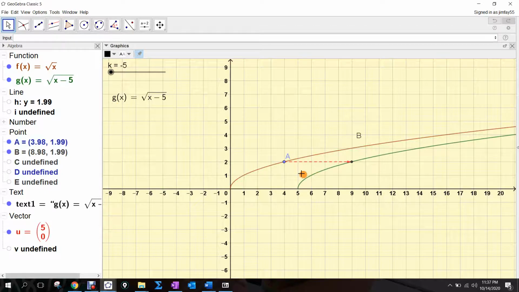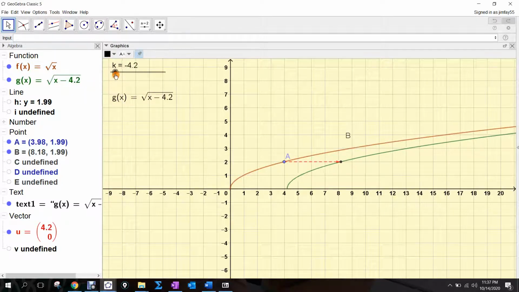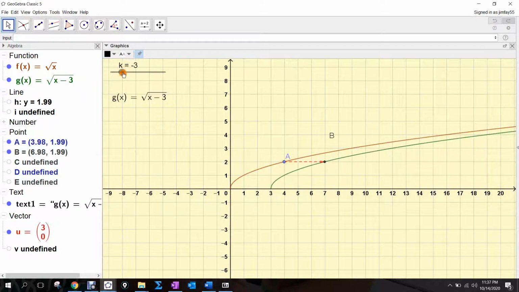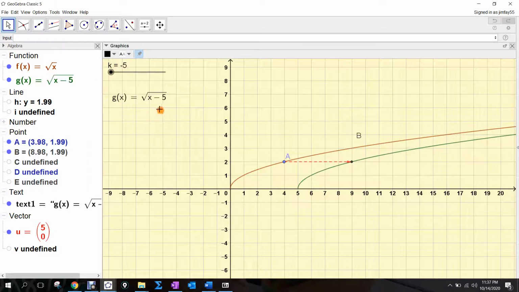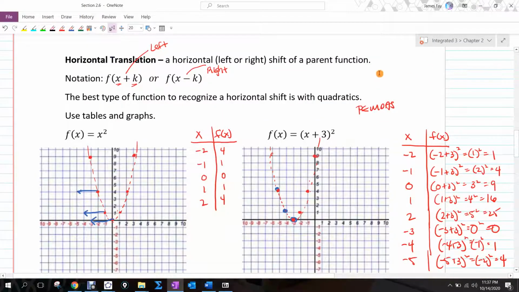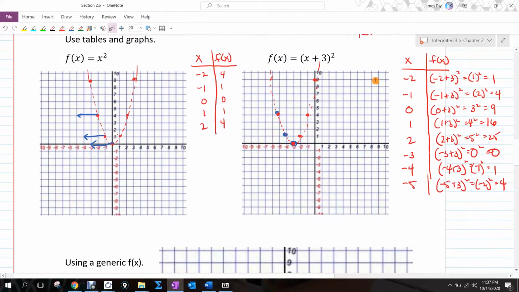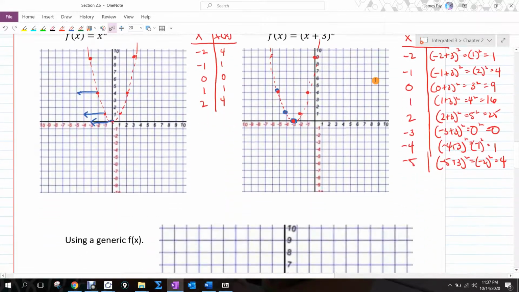If I want to move it to the right, so this is my parent function again, I move it to the right 5 units, you see that it's now x minus 5 underneath. And it doesn't have to be 5 units, it could be 4 units, it could be 3 units, it could be even more than 5. Just the way my slider's kind of stuck right now between negative 5 and 5. So that is how we deal with translations.